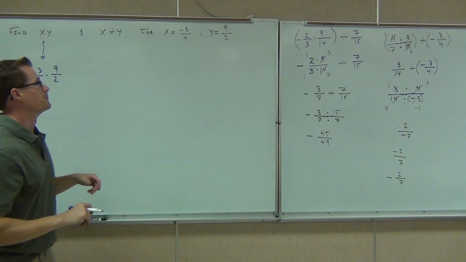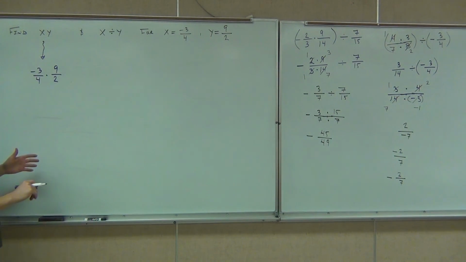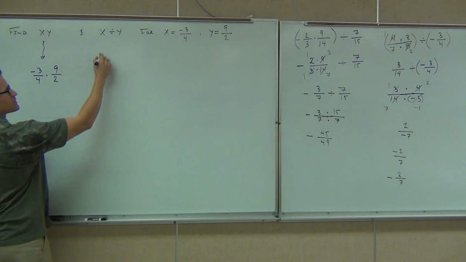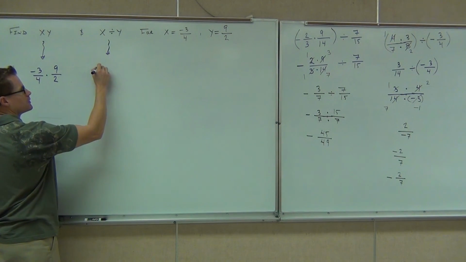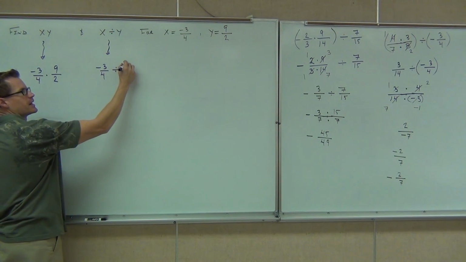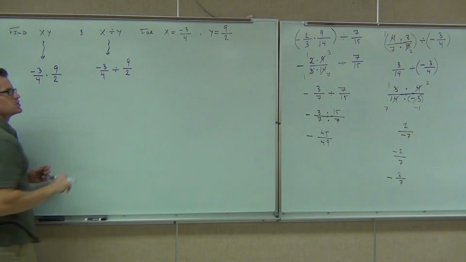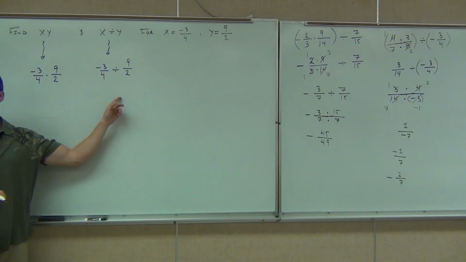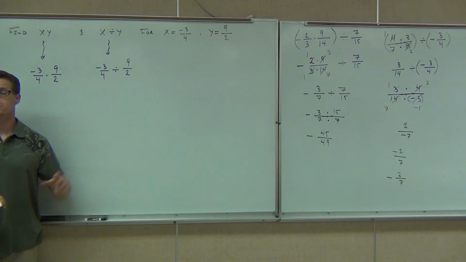Let's set up the next one. We have x divided by y. Of course, x is still the same, negative 3/4. Only this time we're dividing by 9/2. Hey, do you think we're getting the same answer here and here? No. Two completely different ones. Work them out, see what you get.